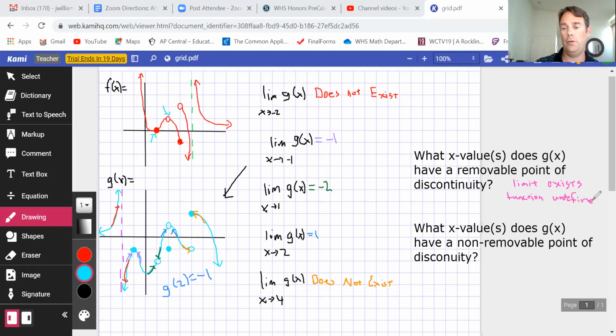So let's see here. When does this happen? Limit exists, function is undefined. That would be right here at when x is 1.